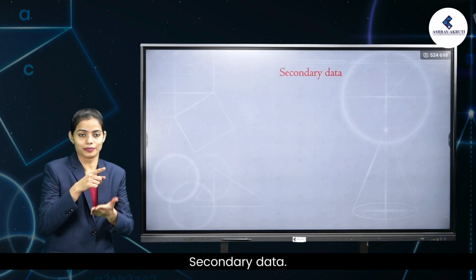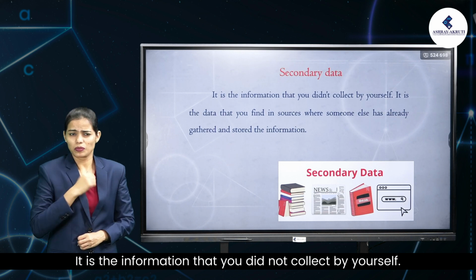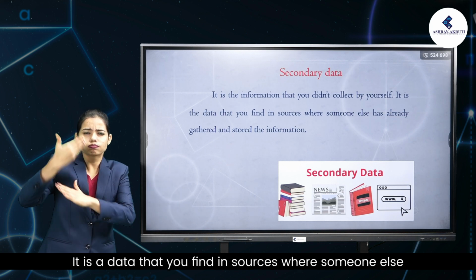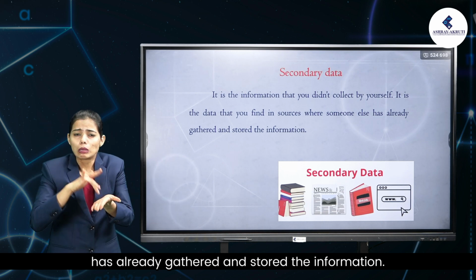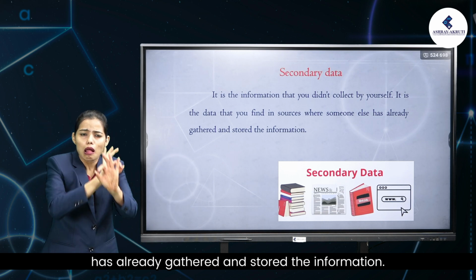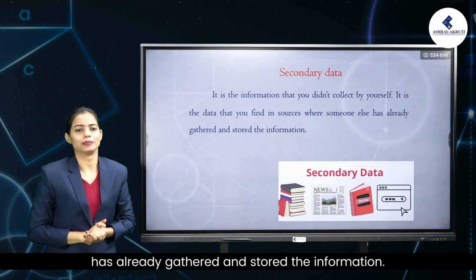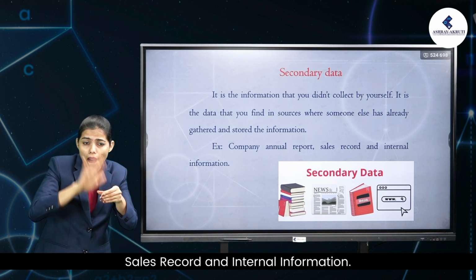Secondary data. It is the information that you did not collect by yourself. It is the data that you find in sources where someone else has already gathered and stored the information. Example: company annual report, sales record and internal information.